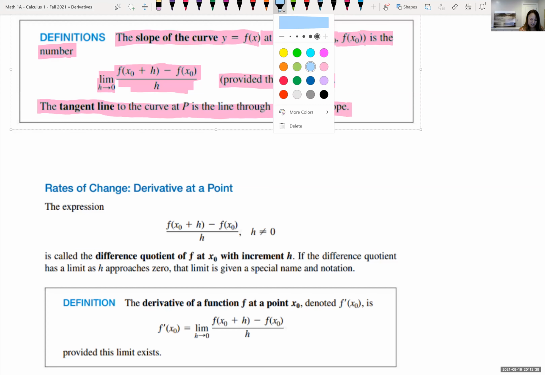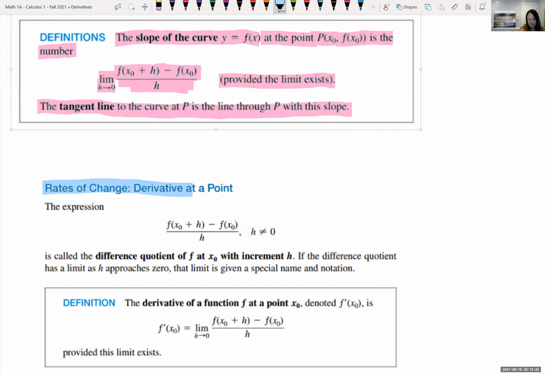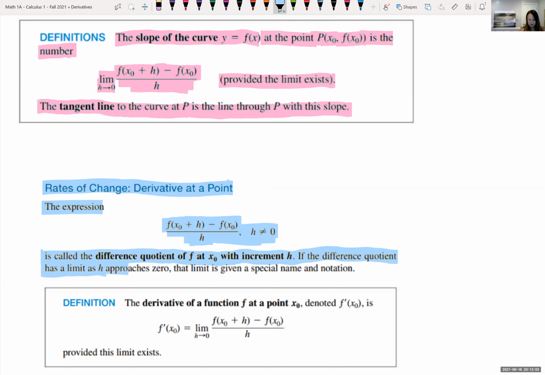So rates of change. Another way to say this, the derivative at a point. So this expression, and we've worked with this before, f of x sub 0 plus h minus f of x sub 0 over h, as long as h doesn't equal 0, is called the difference quotient of f at x sub 0 with increments of h. If the difference quotient has a limit as h approaches 0, that limit is given a special name and notation.